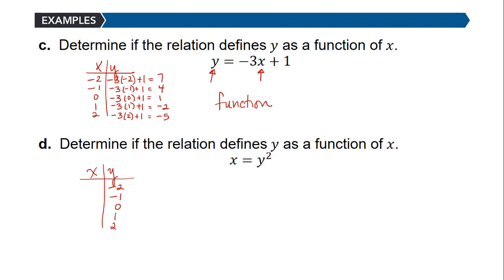If we square -2, we get 4. If we square -1, we get 1. Square 0 is 0, square 1 is 1, and square 2 is 4. So we have these ordered pairs: (4, -2), (1, -1), (0, 0), (1, 1), and (4, 2). Here we have an x value of 4 that corresponds to both -2 and 2. Since we have an input value that corresponds to two different y values, this is not a function.